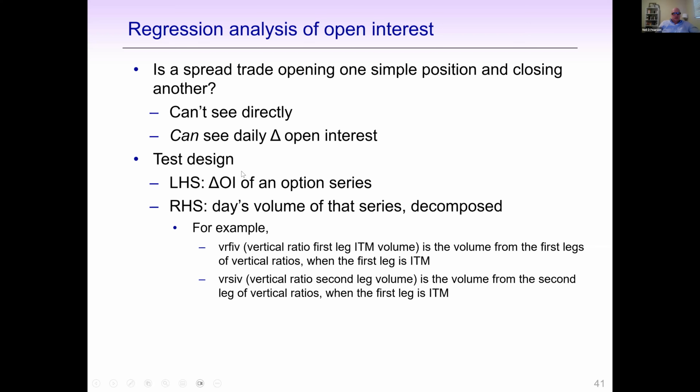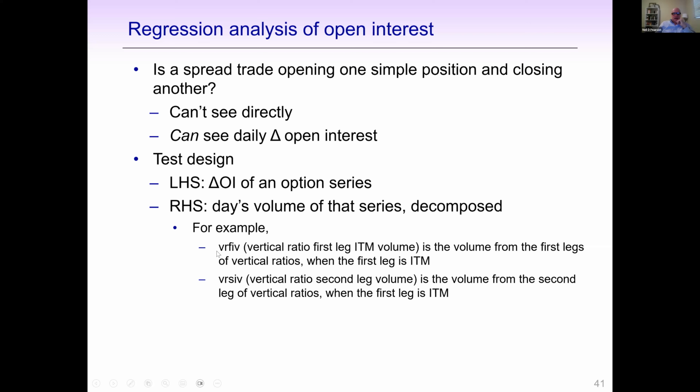So the unit of observation is going to be an option series on a day. The left-hand side variable would be the change in open interest. The right-hand side variable will be the day's volume in that series, decomposed into the volumes that come from various types of trade.